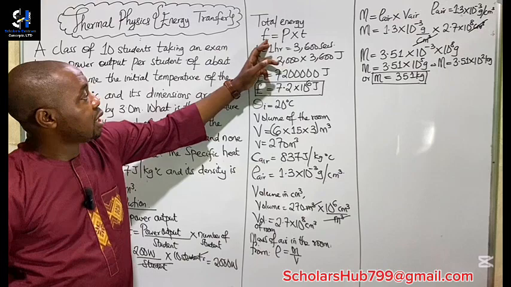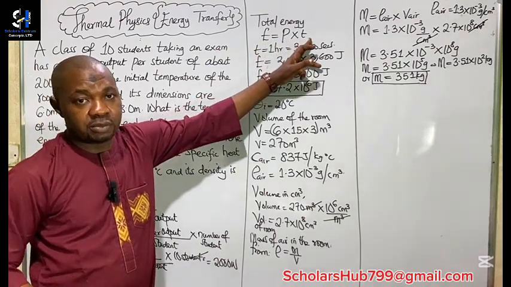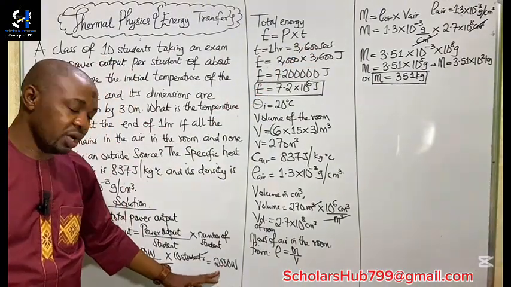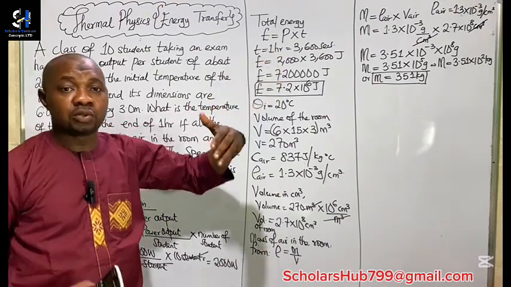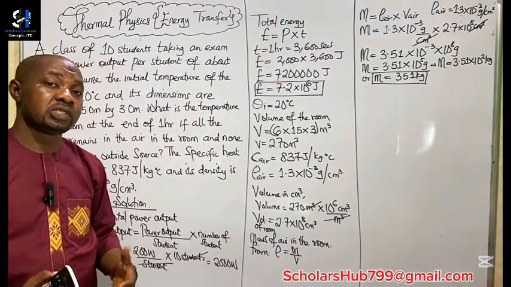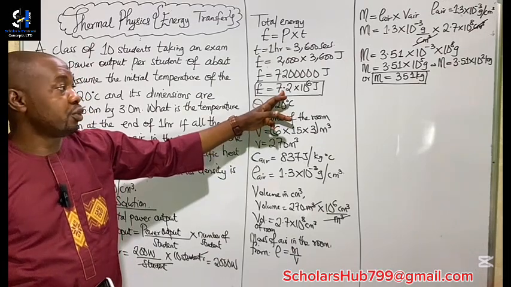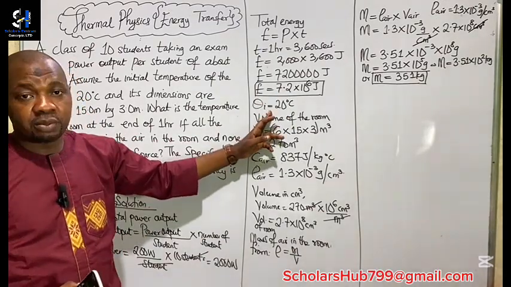So that means energy will be equal to power multiplied by time. So the product of power and time: the total power, which is what we have here as 2000 watts, then we multiply by 1 hour, and we know that 1 hour is 3600 seconds. So which is what we have here to be 7.2 times 10 raised to the power of 6 joules. Now we have the initial temperature to be what?